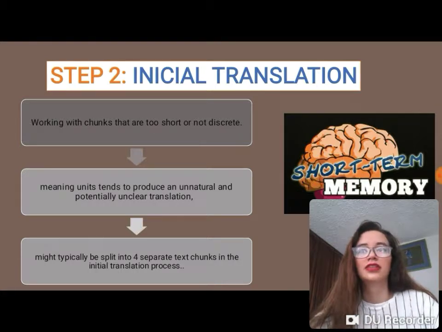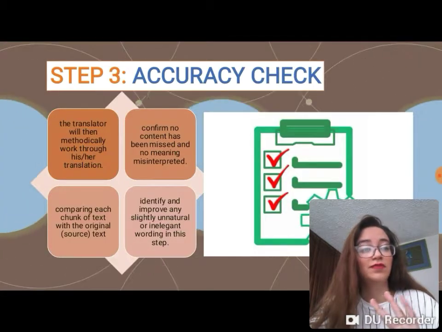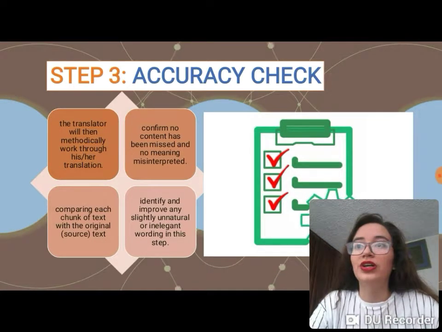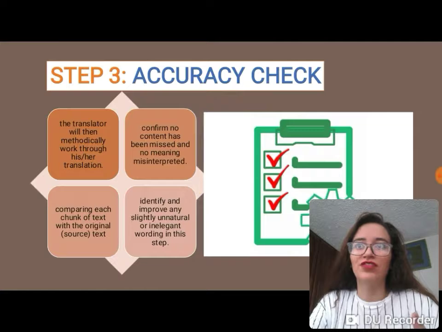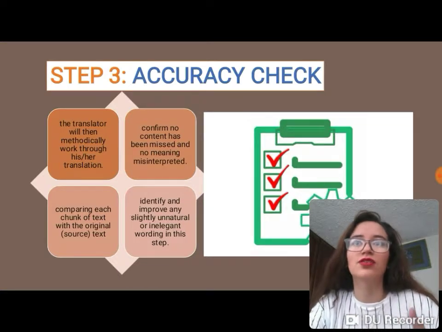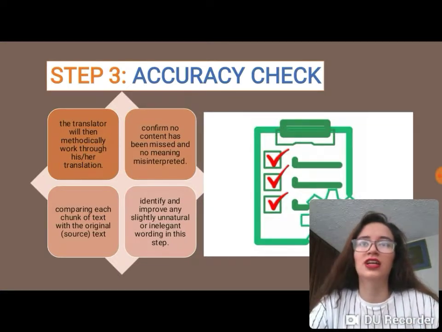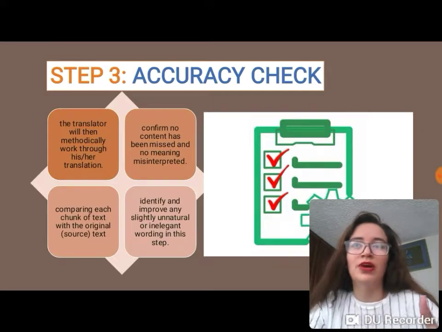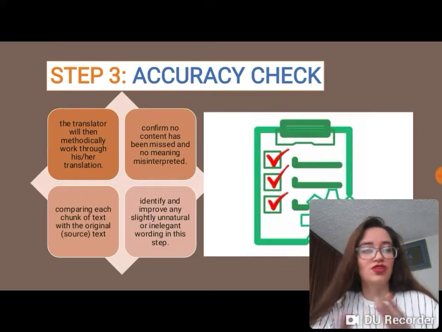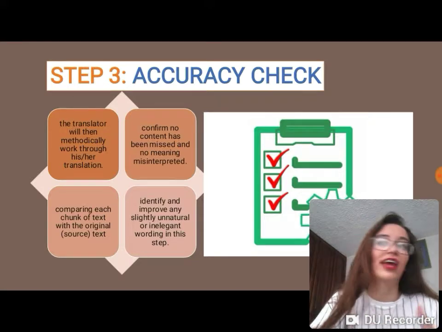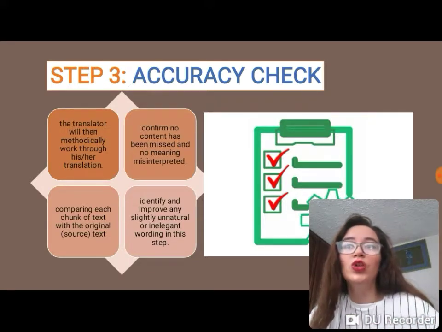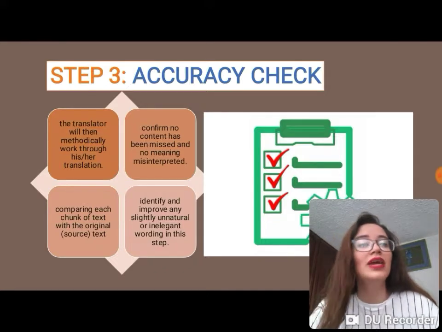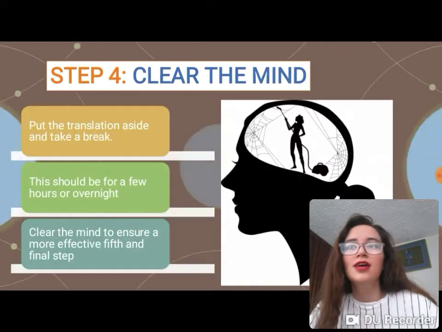Step 3 is the accuracy check, where after the first draft is completed, the translator will methodically work through her translation, comparing each chunk of the text with the original source text. The primary goal here is to confirm no content has been missed and no meaning misinterpreted.